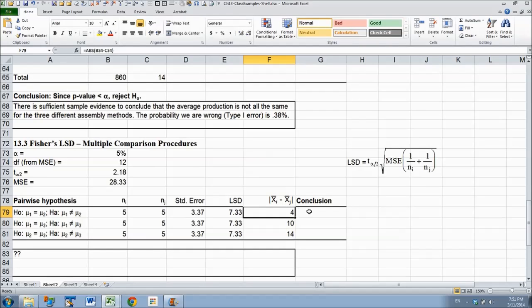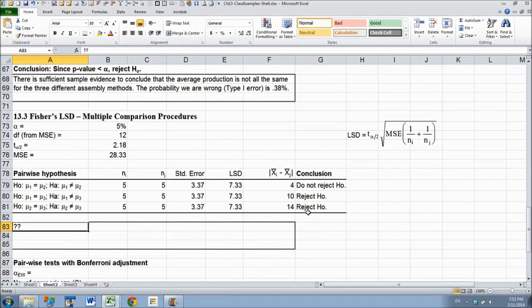Now, if the absolute difference is greater than LSD, then we can reject. So here it is not greater, so you do not reject H0. And for the next two, the absolute value of the difference is greater than LSD, so we can reject H0 in these two cases.